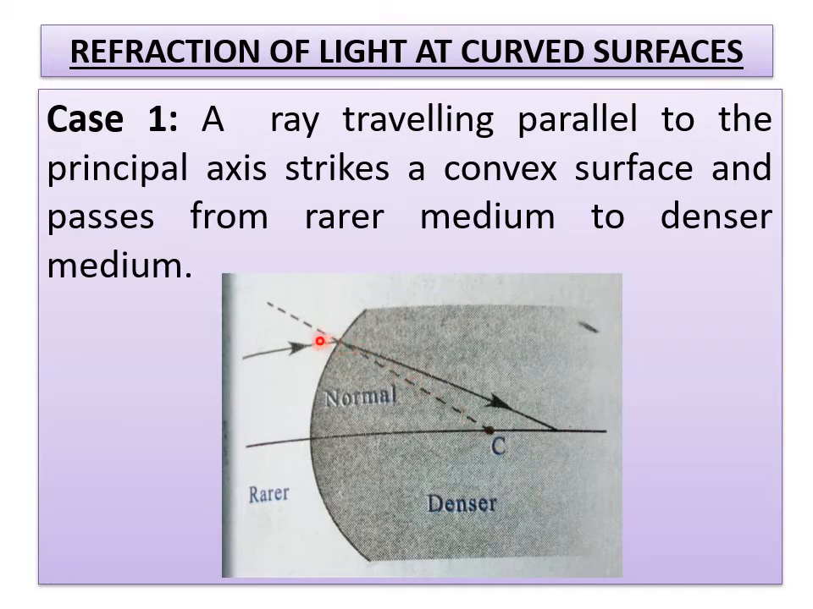This is your normal. If this is your angle of incidence, you have to recollect what happens whenever a ray travels from rarer to denser medium. It bends towards the normal. So here also, this is your angle of incidence and this is your angle of refraction. So it is bending towards the normal. After bending towards the normal, this refracted ray meets at one point. This is a point you have to remember. So a ray traveling parallel to the principal axis strikes a convex surface and passes from rarer to denser medium.